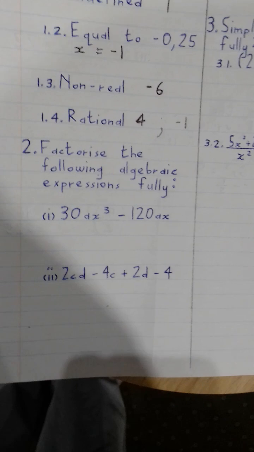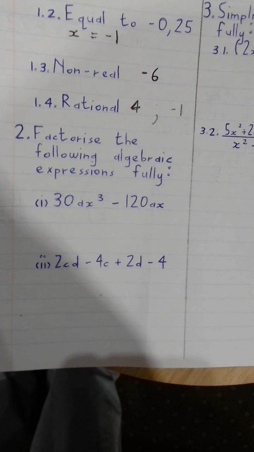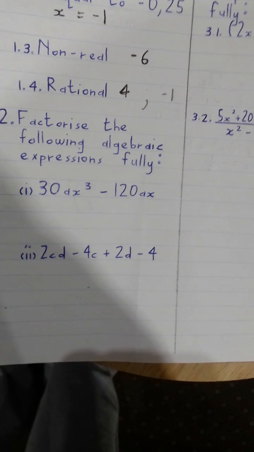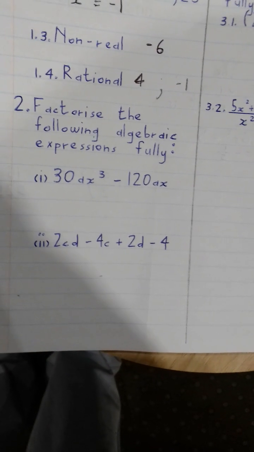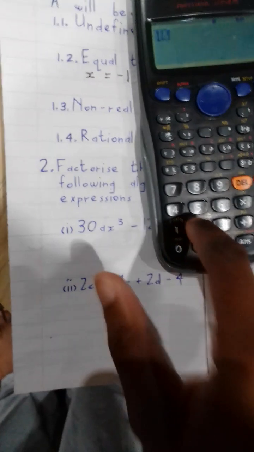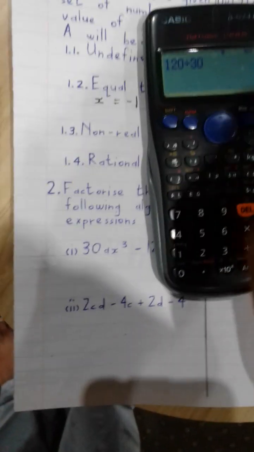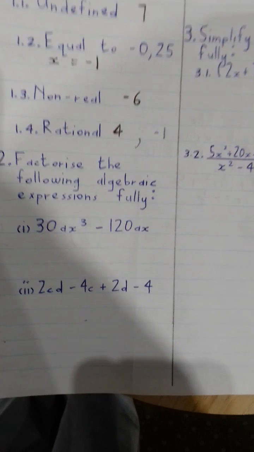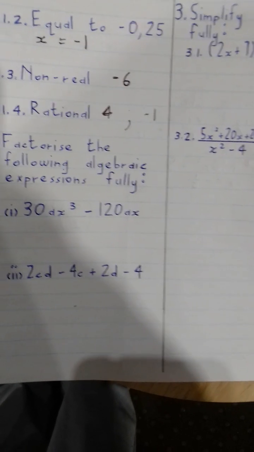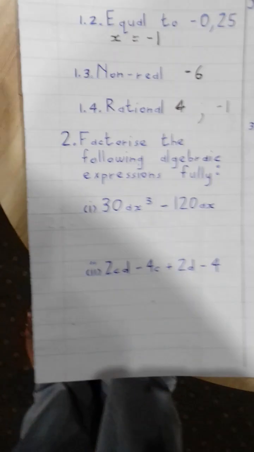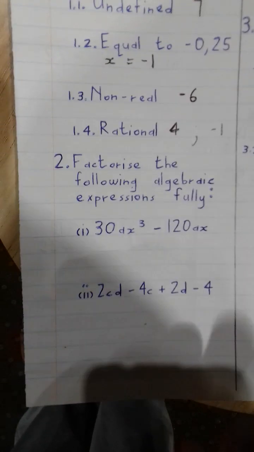Number 2 states, factorize the following algebraic expressions fully. Roman numeral 1, we have 30ax cubed minus 120ax. The bigger number is 120. 120 divided by 30, so 30 is a common factor. Now we move to variables. We have a, and then we have x cubed and x. Now we know that if it's not written, the exponent is 1. My mistake.